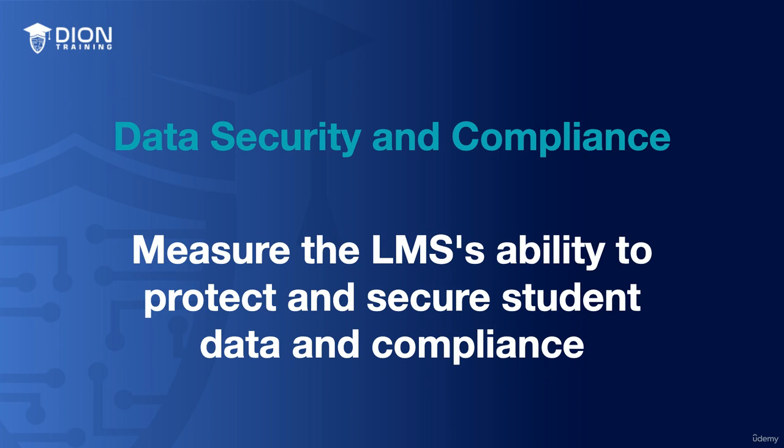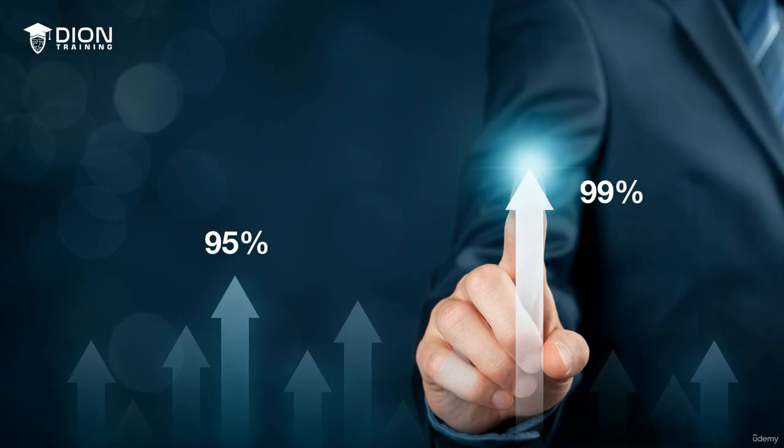Now, data security and compliance is used to measure the learning management system's ability to protect and secure student data and its compliance with relevant data protection regulations like GDPR, HIPAA, or FERPA. Now, for example, if the industry benchmark is 95% compliant, we might aim for a compliance rate of 99% instead, so we can be above that industry average.